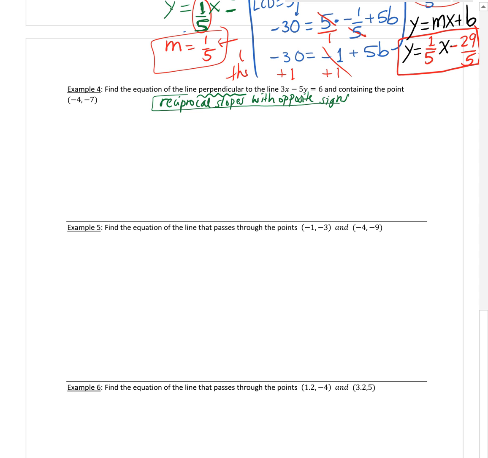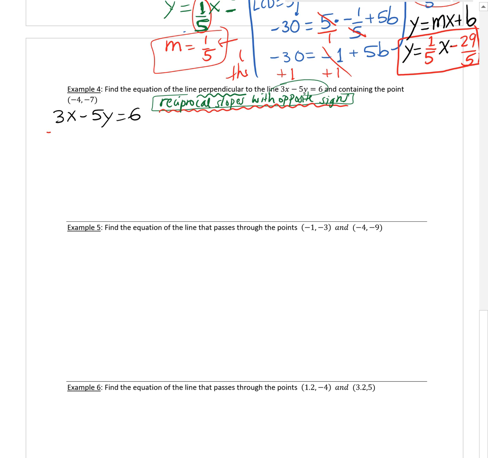Yeah, they gave us a point, just like in the last one. And last one though, they said parallel to some line, but now we're looking at perpendicular. So what we're going to have to do, kind of like in the last one, is take that equation they gave us, 3x minus 5y equals 6, and then try to solve this guy for y. Once we have y by itself, we'll be able to identify its slope. Once we have the slope of this line, we can find the slope of the line we want because we'll look for the reciprocal that has the opposite sign since they're perpendicular.